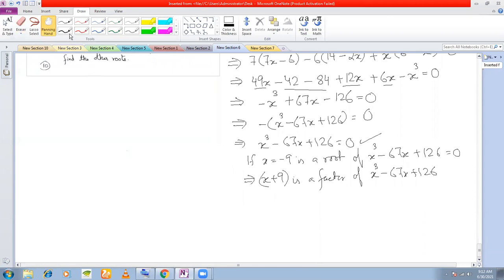Now, since we know that x plus 9 is a factor of this, we'll divide x plus 9 into x cube minus 67x plus 126. Okay. First is x square. You'll write x square, you will get x cube plus 9x square. Now see, that was a mistake that I was making. I was writing 9x square here and confusing this with 9x.